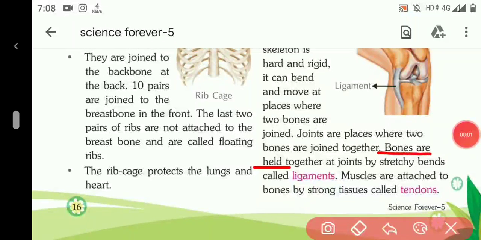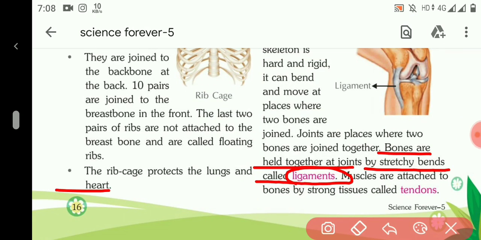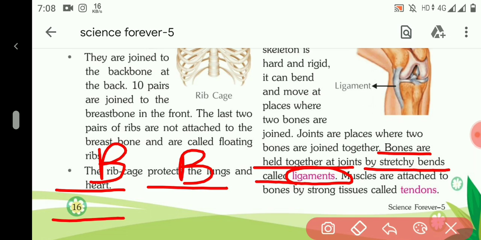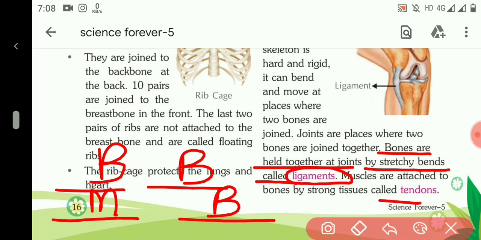Bones are held together at joints by stretchy bands which are known as ligaments. So 2 bones are connected to each other by a stretchy band known as a ligament. And a muscle is attached to the bone by strong tissue which is known as tendons.